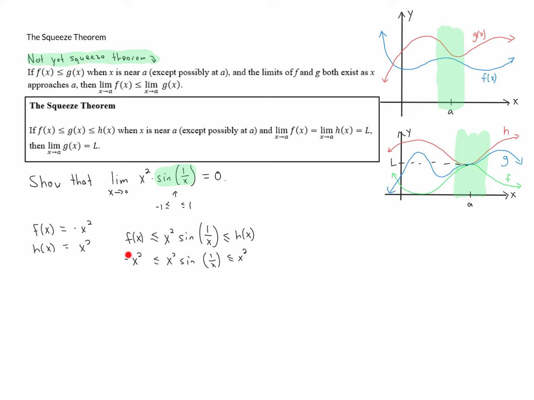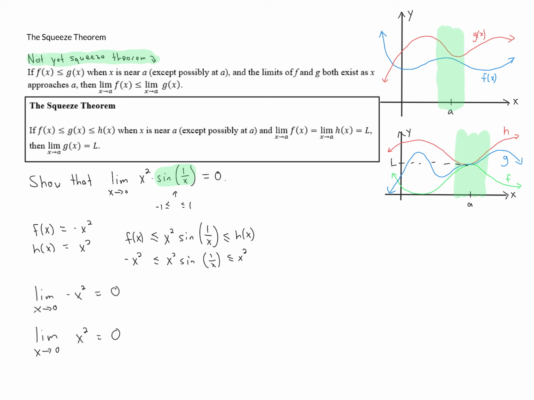Now, if we look at the limits of -x squared and +x squared as x approaches 0, those are easy to calculate. If we look at the limit as x approaches 0 of -x squared, that's a polynomial. We can use direct substitution, and plugging in 0 there, we end up with 0. And similarly, if we look at the limit of +x squared as x approaches 0, that's also a polynomial. We can use the direct substitution property, and we also get 0.